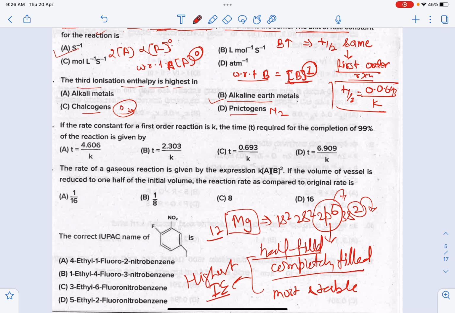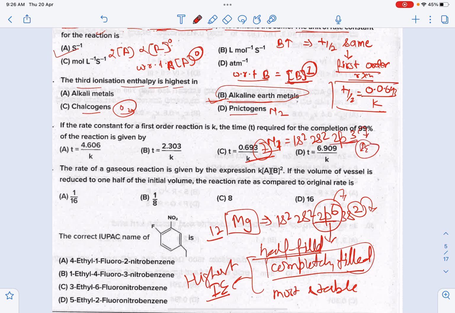Here, when you compare all, you find that alkaline earth metals have the highest ionization enthalpy because they have completely filled orbitals, that is 2p6. And nitrogen has atomic number 7; when you write its electronic configuration you will find 2p3. Its first ionization will be highest because it has half filled orbitals, but the second and third will be less.